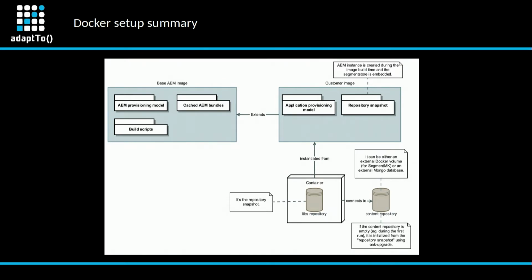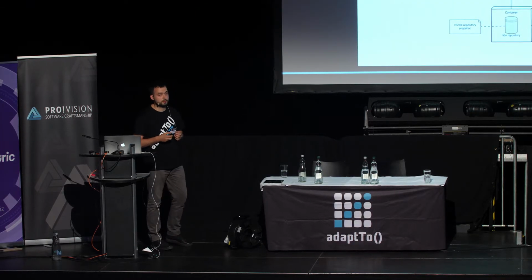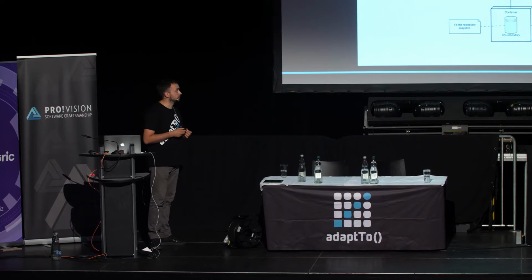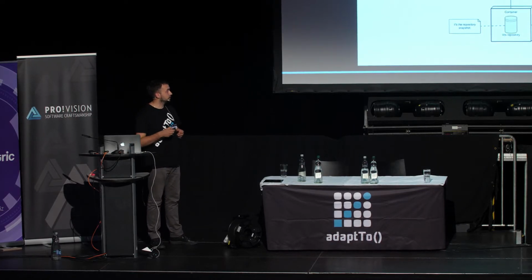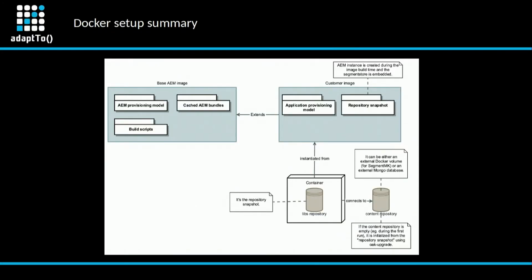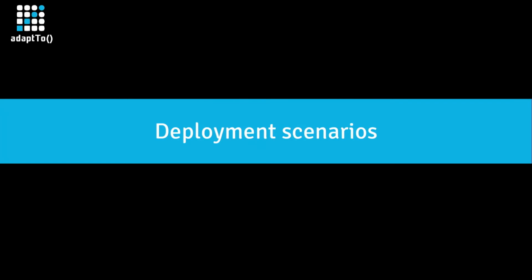So this kind of image isn't meant to be used directly. It has to be extended with the customer image, and the customer has to add their own provisioning model, and during the build process of this customer image, the repository snapshot will be created. So this libs repository will be created and included there. And when we start a container based on this image, then the libs repository will be inside, and it should connect to an external repository, either Mongo or SegmentMK.